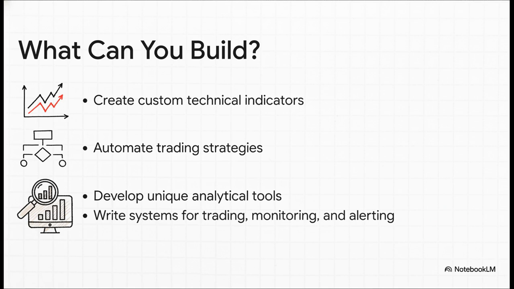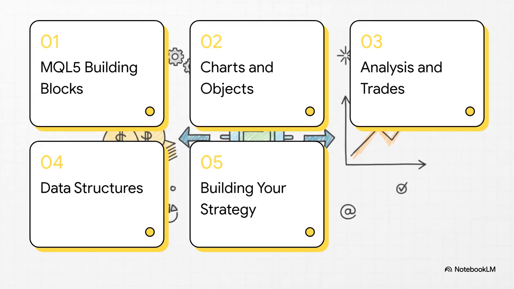It's the whole shebang. To really get a grip on this, we're going to look at MQL5's predefined building blocks, kind of like different Lego kits. First, we'll see how you can control the visual stuff, your charts and objects. Then we'll dive into the logic, the brains behind the analysis and trades. After that, we'll unpack the data structures that hold all your information. And finally, we'll put all the pieces together to see how an automated strategy is actually built.